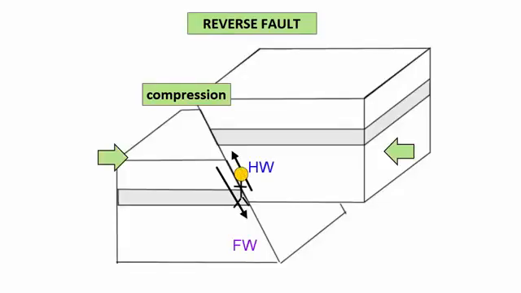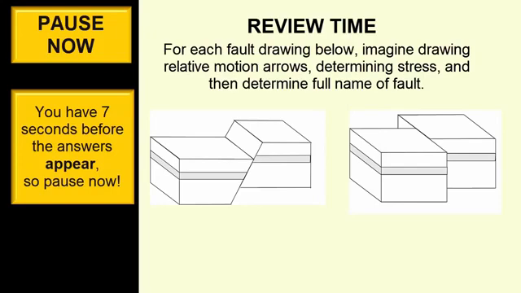Of course, you can also look at the hanging wall and footwall. Remember, the hanging wall moves down in a normal fault and up in a reverse fault. That's a second check to ensure you named them correctly. Pause now.